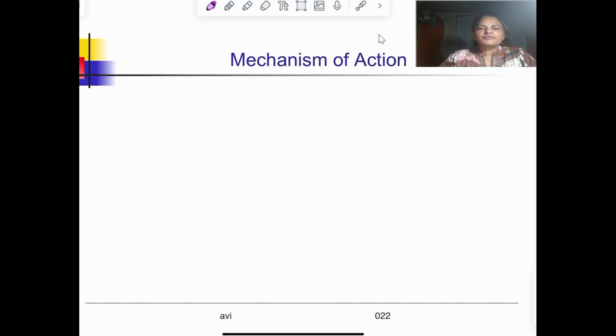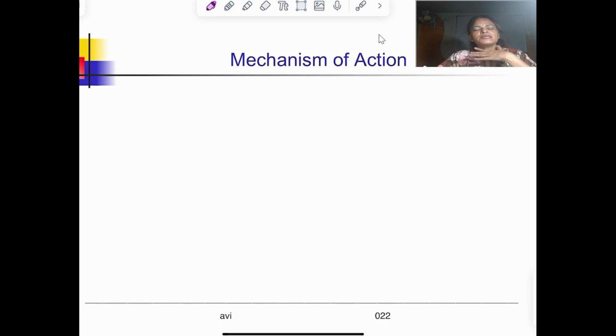Now, how does this group of drugs act? They act by inhibiting the bacterial protein synthesis. This is common. Okay? So they are static as well as cidal. Static and cidal, its action depends upon the type of the microorganism. But basically they act by inhibiting the bacterial protein synthesis.